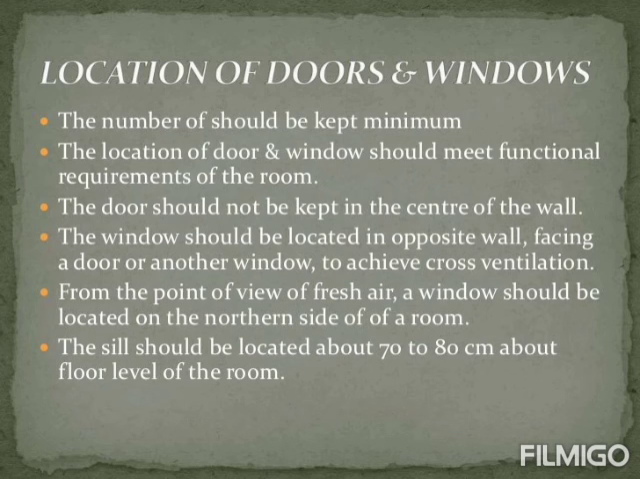The window should be located in opposite wall facing a door or another window to achieve cross ventilation. From the point of view of fresh air, a window should be located on the northern side of a room. The sill should be located about 70 to 80 centimeter above the floor level of the room.